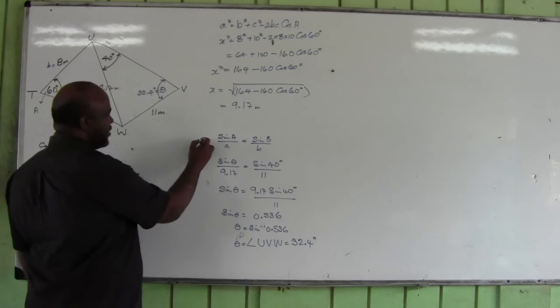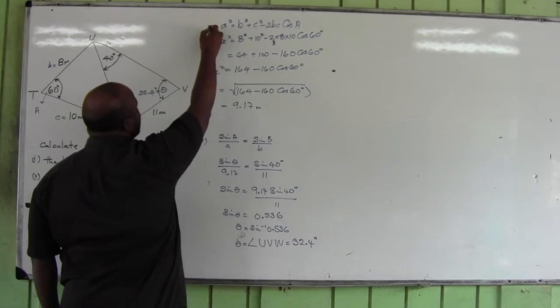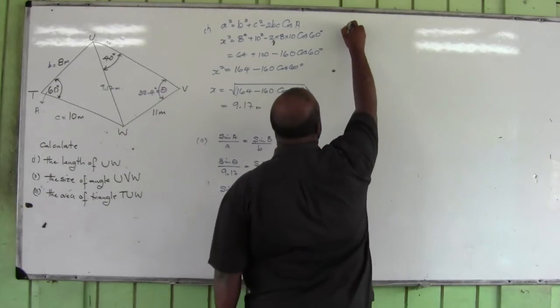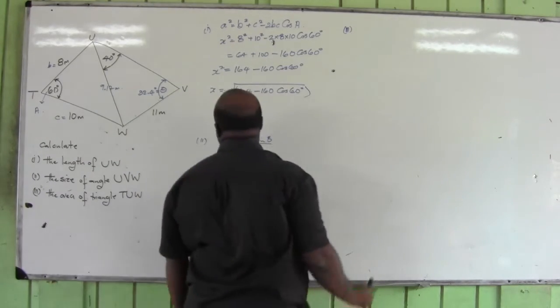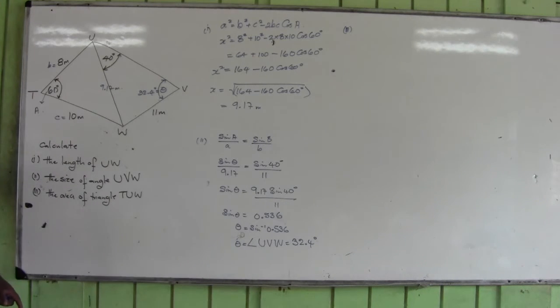What did they ask us last to do? So this is II. This is I. The last thing they asked us to do is to find the area of triangle TUW. That's the triangle on the left. Now, if I have two sides of a non-right angle triangle and the inclusive angle, how do I find the area? What is the formula for finding the area?